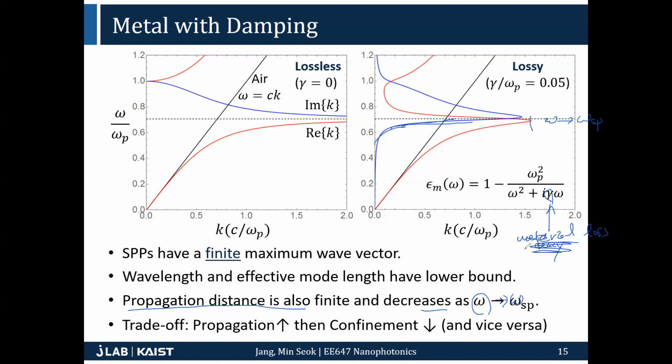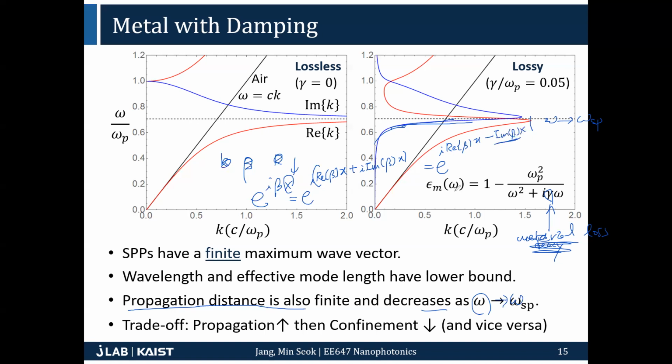So what is propagation distance? You have k or beta, the propagation constant, the real part, and it's acting this way, e to the i beta x, and x is the propagation direction. So if you divide beta into real part and imaginary part, that becomes e to the i real beta x minus imaginary beta x.